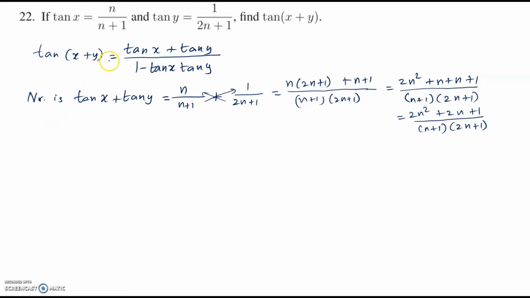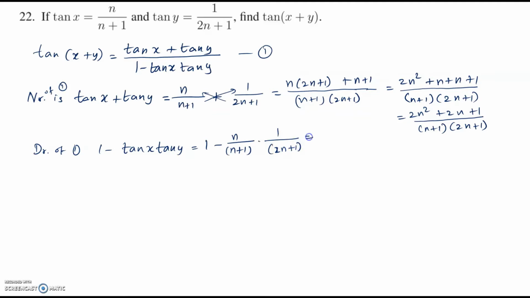Similarly, let's take the denominator of this expression. The denominator is 1 minus tan x tan y, which is nothing but 1 minus n by n plus 1 into 1 by 2n plus 1. So, further expanding this becomes n plus 1 into 2n plus 1. Let's separate this. Minus n divided by n plus 1 into 2n plus 1.